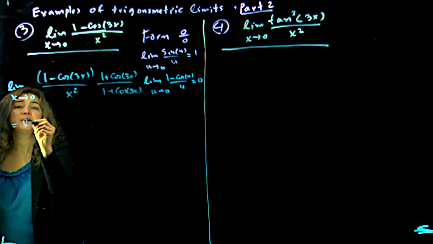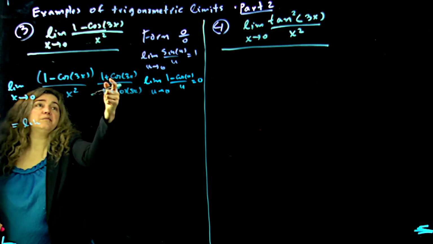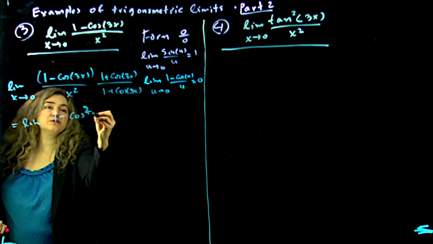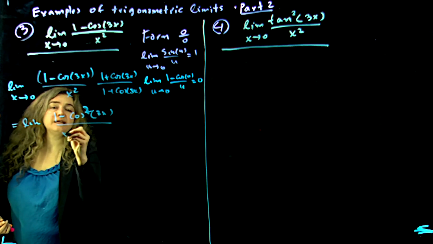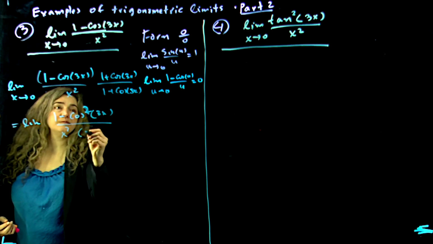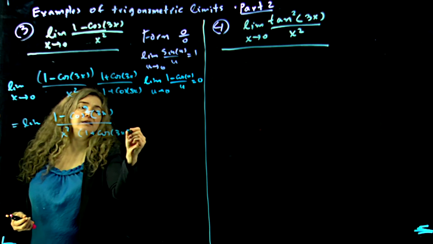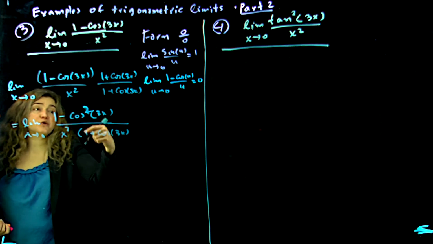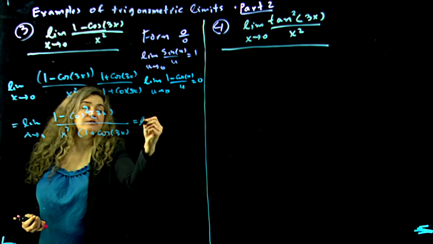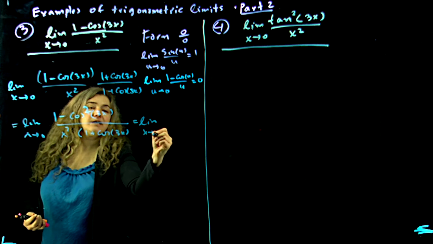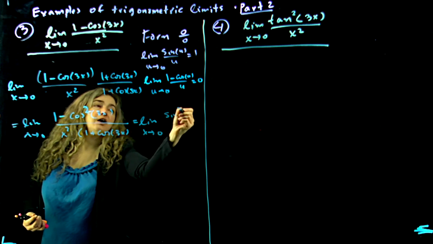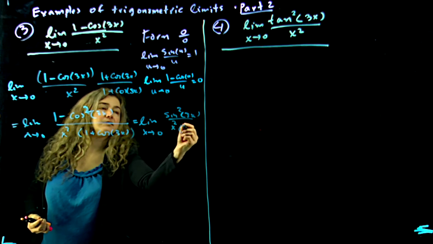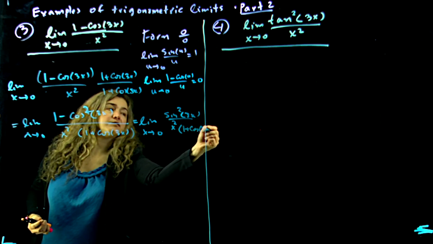The top multiplied together gives 1 minus cosine squared of 3x, and the bottom stays as x squared times 1 plus cosine of 3x. Now, what is 1 minus cosine squared 3x? That's sine squared 3x. So the limit becomes, as x goes to 0, sine squared 3x divided by x squared times 1 plus cosine of 3x.